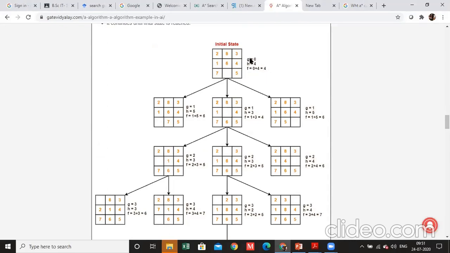Okay, now we expand further. Here 3 moves are possible. 7 goes to the right, 6 goes below, and 5 goes to the left. Okay, now also we have to calculate g, which is equal to 1. You see in level 1 all the values of g are equal to 1, because we define the function g as the depth of the problem. So here we expand level 1, and now I have to calculate the h value.